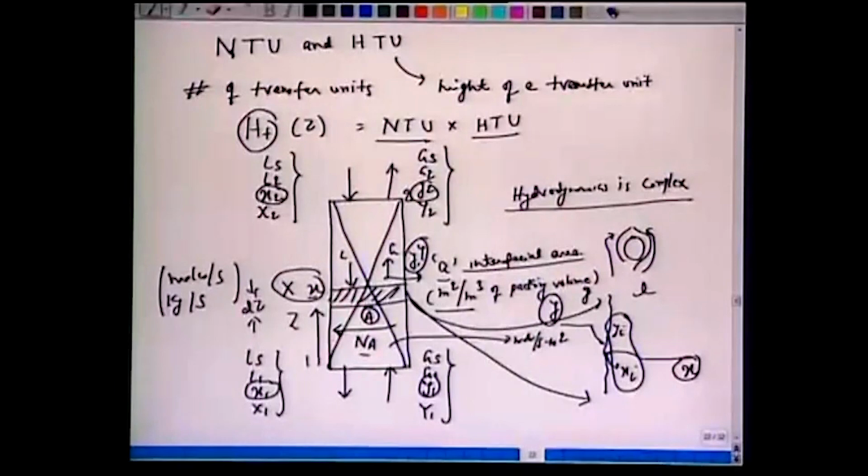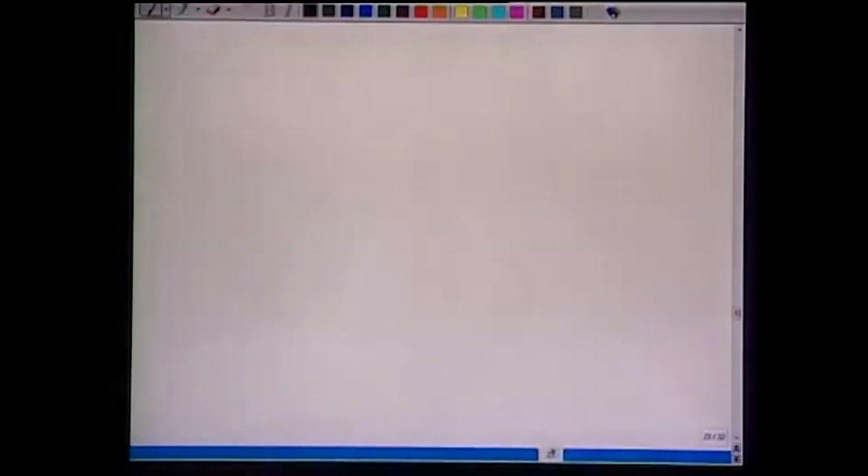We have been asked to find out how long the column is, what is the height of this column, HT or Z, to achieve this, to reduce the concentration from Y1 to Y2. So all we do is make a species balance across this dz and see what we obtain mathematically.